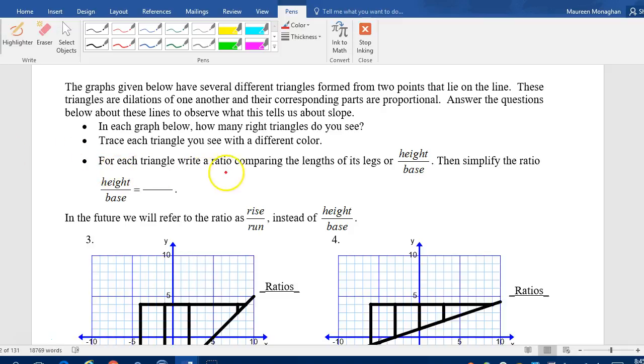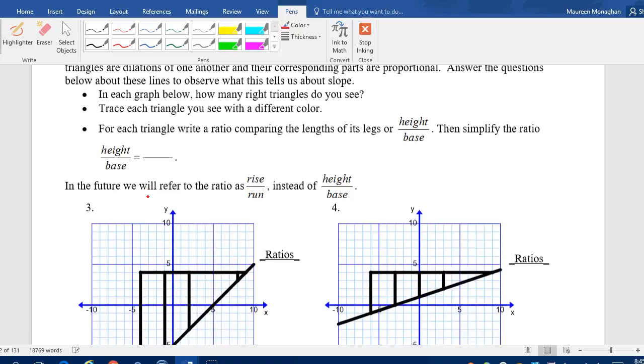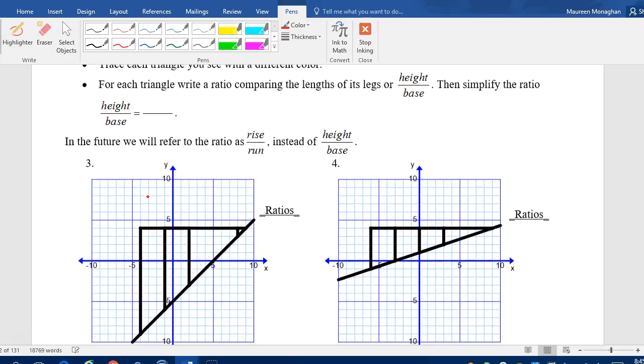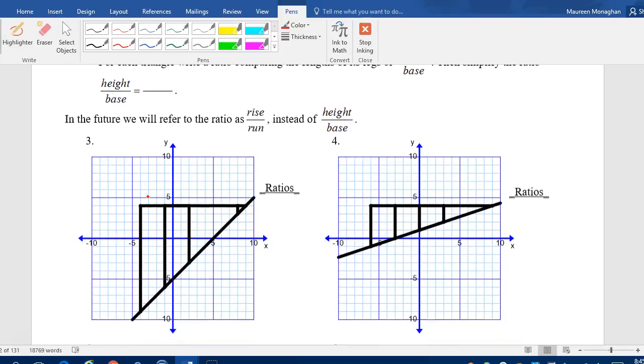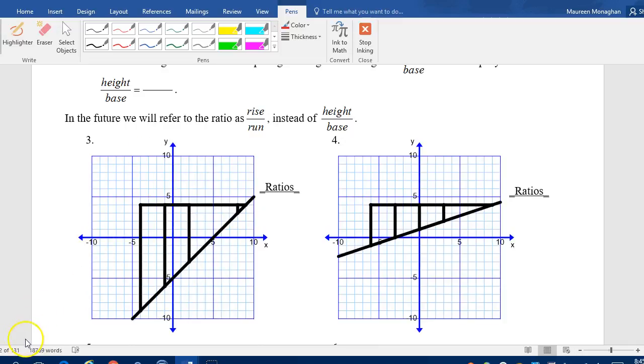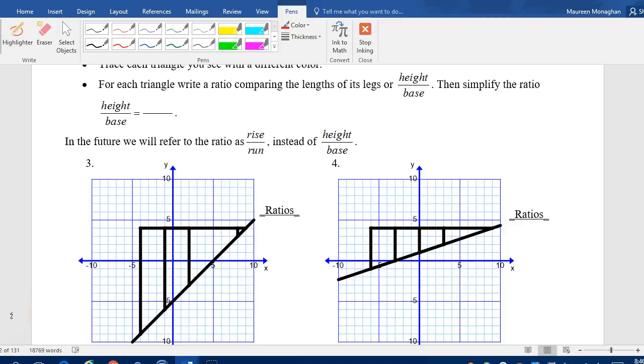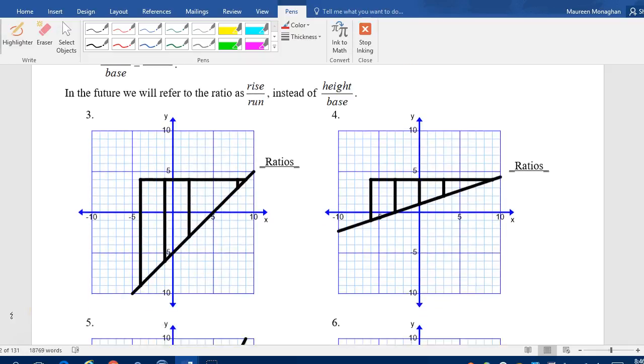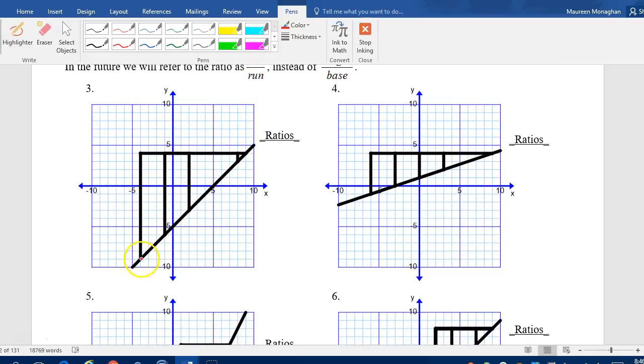For each triangle, write a ratio comparing the length of its legs, height and base, then simplify the ratio. In the future, we will refer to the ratio as rise and run. So let's compare the ratios, or the rise over the run. In this one, we're going to have 4 triangles in this example. So let's do this first one.